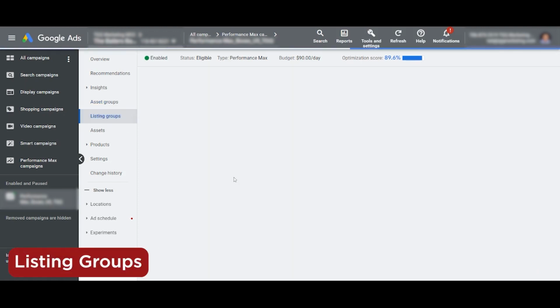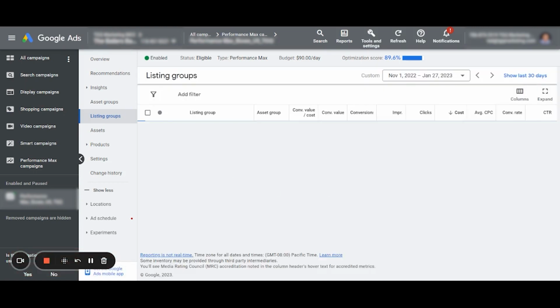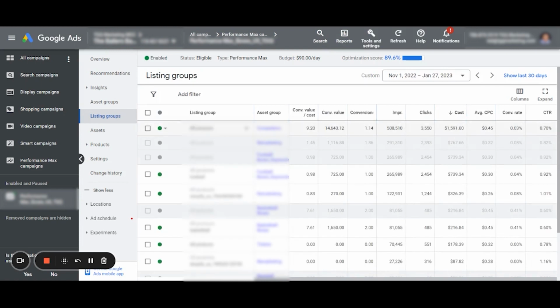And if we look at the listing group breakdown, you can also see what was performing better over this time range, sorted by cost. And the biggest difference here is you can see which listing groups are performing the best based on return on ad spend. So you can see the competitors audience targeting all products, more general, has a 9x return versus some of the other keyword audiences that aren't performing as well, that are getting more clicks.